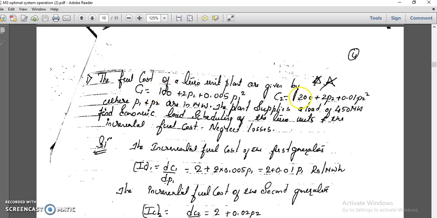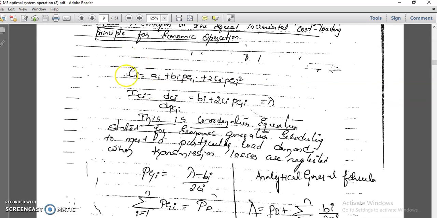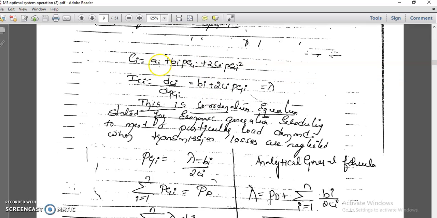Rupees per hour. If they specify the differentiation in the form of dC by dPgi, that will be the incremental fuel cost. So just have a look at this. This is the fuel cost, Ci, with ai, bi and so on. This is not 2, this is Ci. You won't get 2 here, you will get it later. Ai plus bi Pgi plus ci Pgi squared. There is no 2 here. This is nothing but the fuel cost.